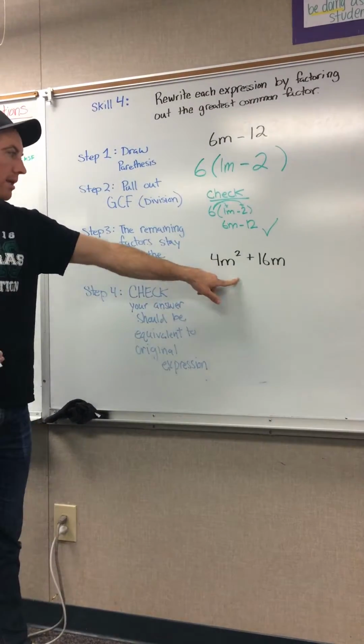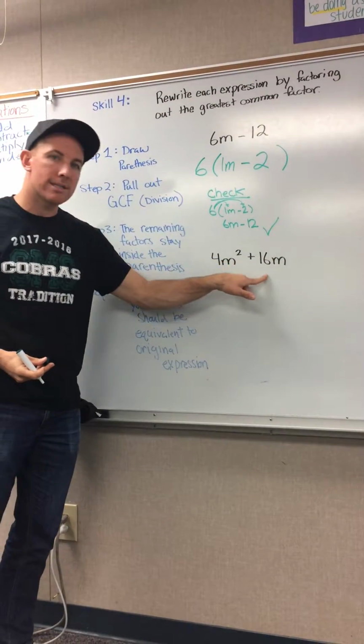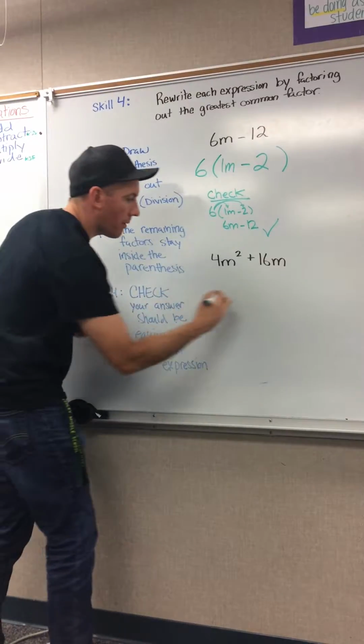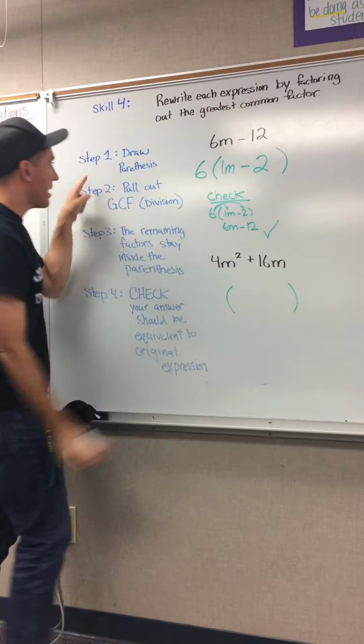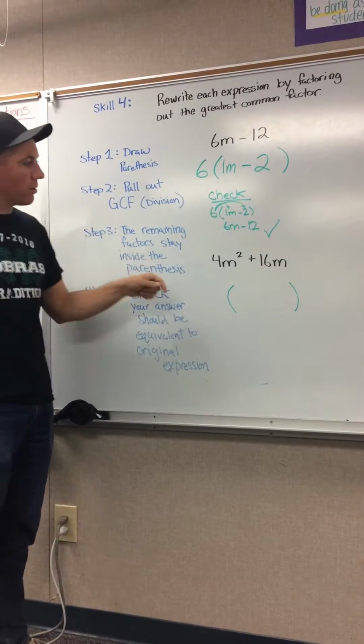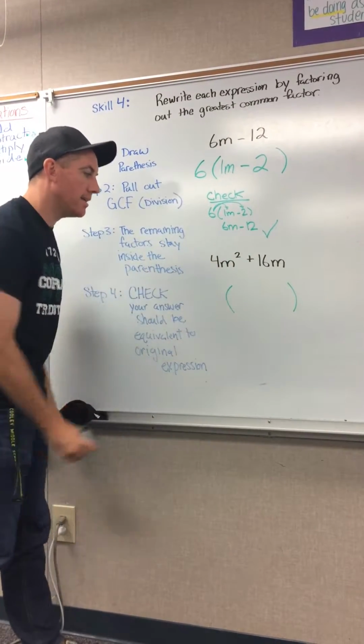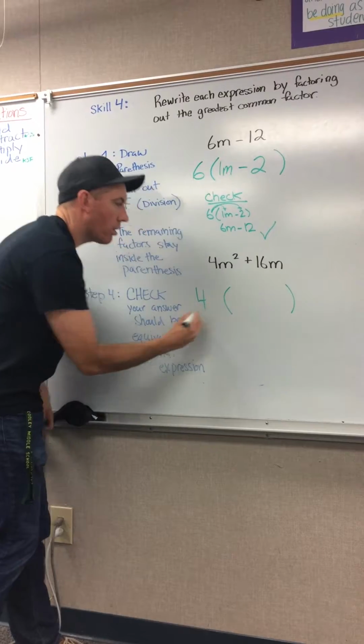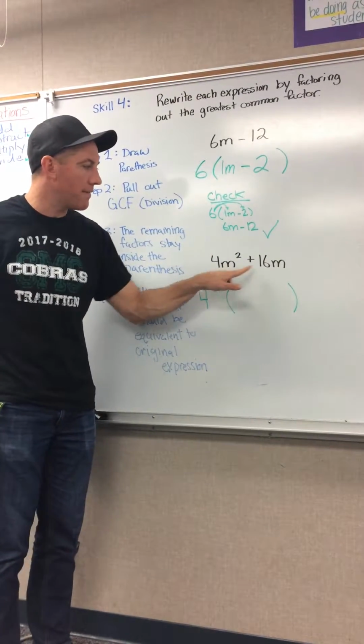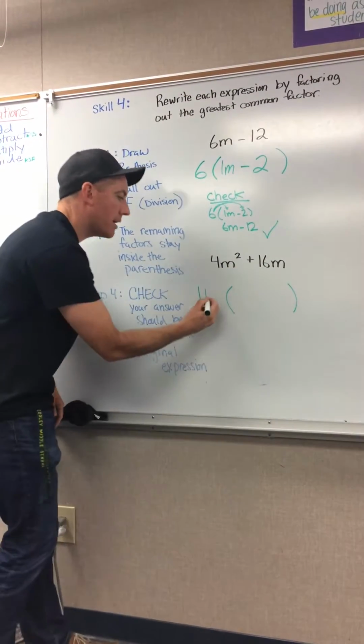Let's look at another one here. We have 4m squared plus 16m. I'm going to put my parentheses as my step 1. My step 2, I'm going to look for the greatest common factor. I can divide 4 and 16. I can divide both of those by 4. And in this problem, both terms have an m, right? So I can pull out an m.